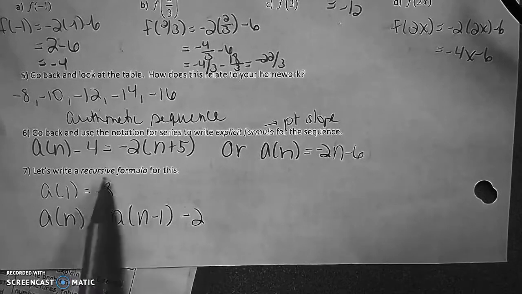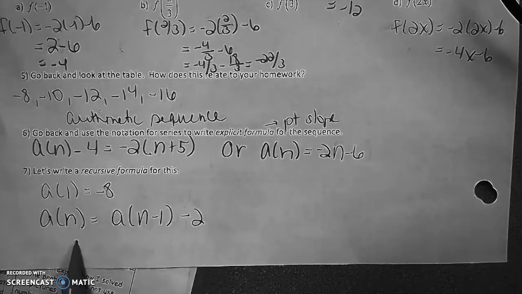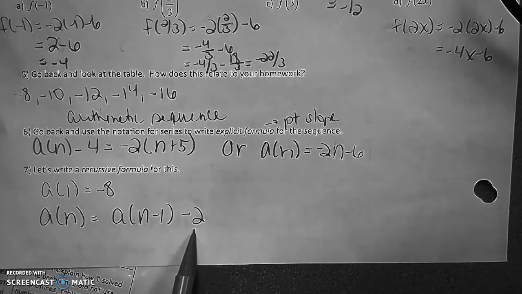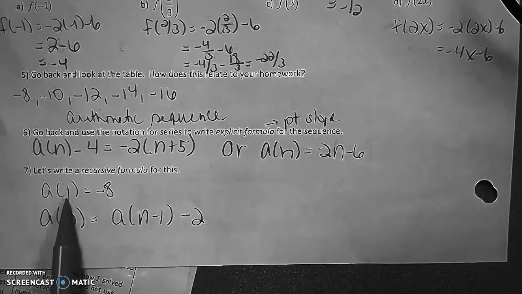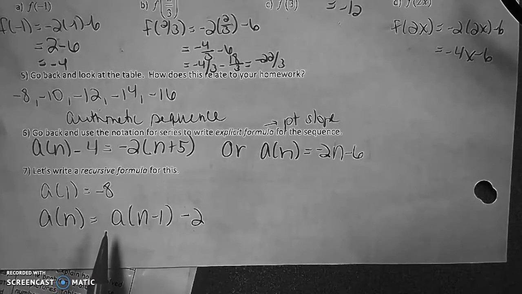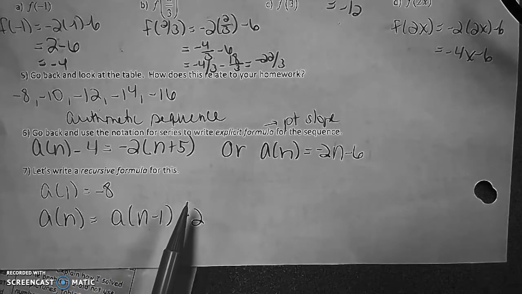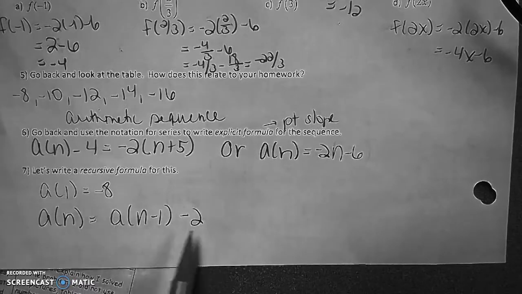So recursive formula has 2 parts. I need to know what am I doing to the previous term to get the next term. Well, here every single time I'm subtracting 2. But I have to have a place to subtract 2 from, and so that's why I'm telling you that the first term is -8. And again, I could have written there a of 3 is -12. It doesn't have to be the first term, but I have to have something that I'm subtracting 2 from.